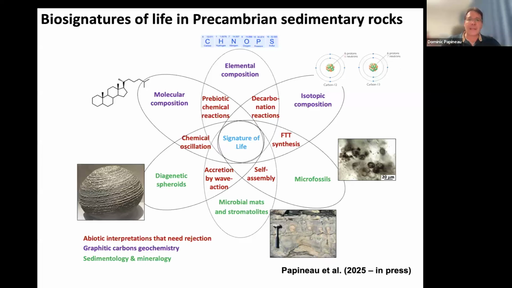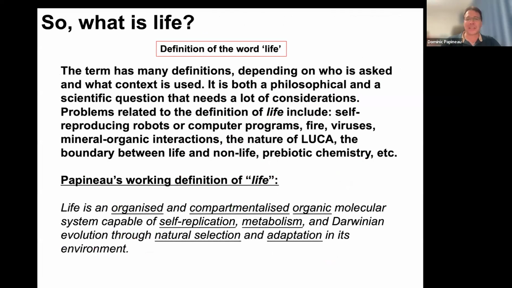So there are many caveats, and to achieve the goal of finding a signature of life, we need not only to have the most complete documentation of all these biosignatures, but also a reasonable rejection of all these kinds of abiotic interpretations. So what is life anyways? This goes to the core of the question, and it is not a trivial question. Some people say, well, we know it when we see it.